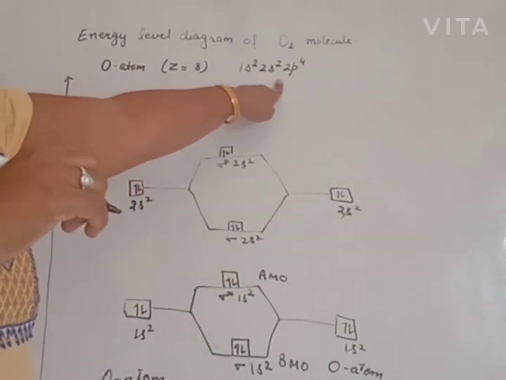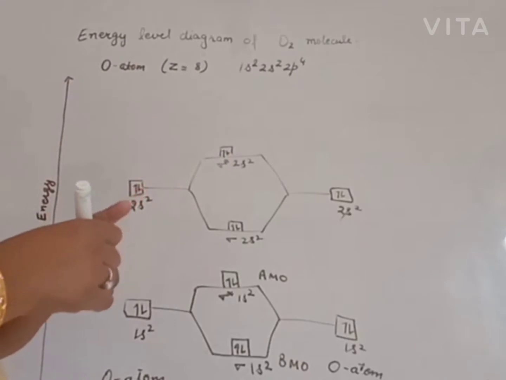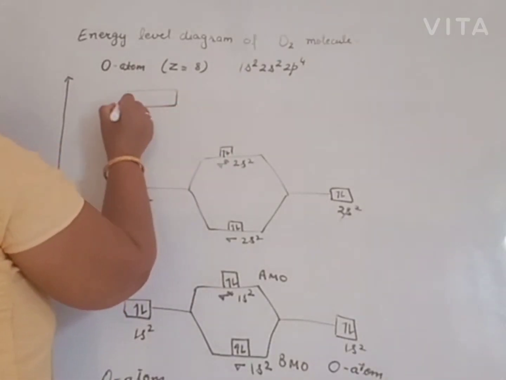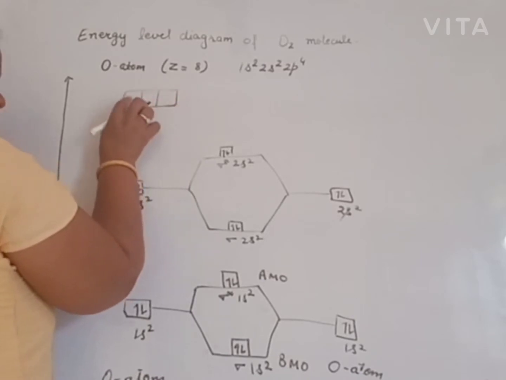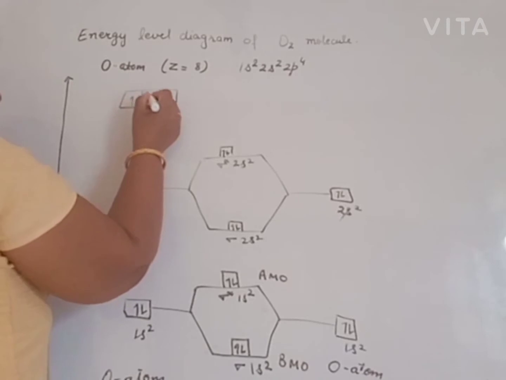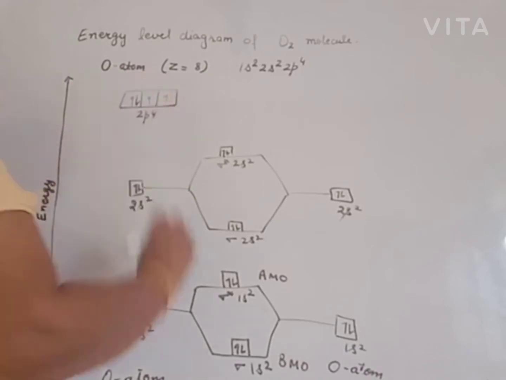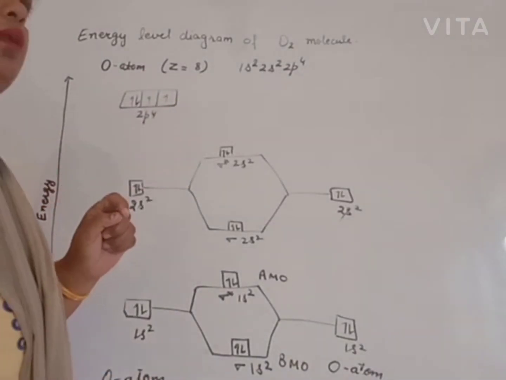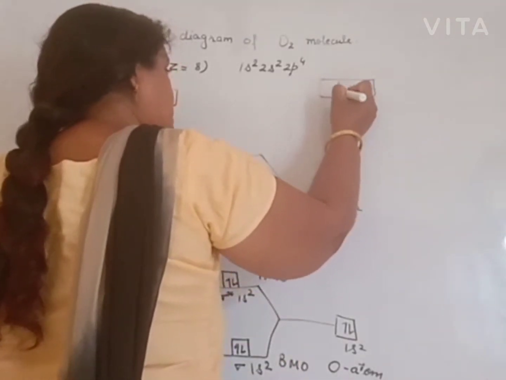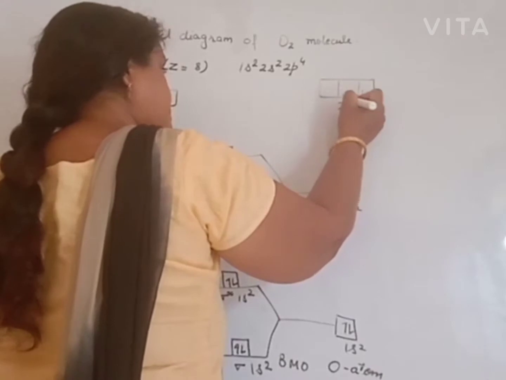Now electrons enter the p orbital. That is the 2p4. The p orbital consists of px, py, pz. For 2p4, place 1, 2, 3 and 4 according to Hund's principle or law of multiplicity. The same applies for the p orbital of the other oxygen atom.